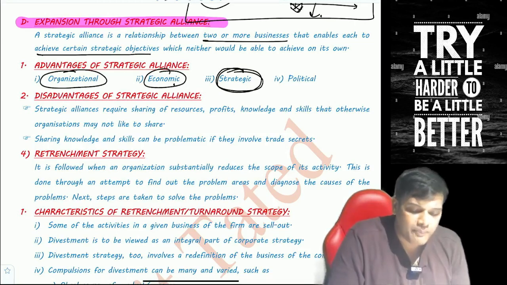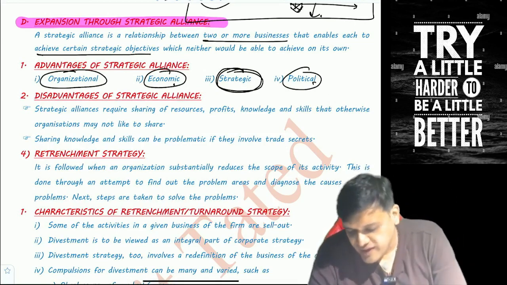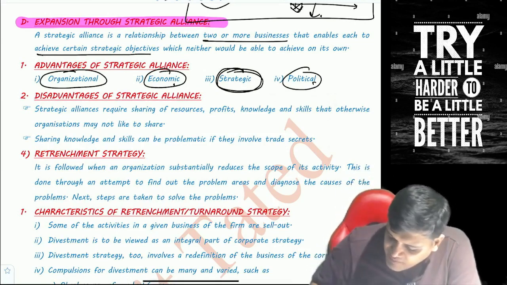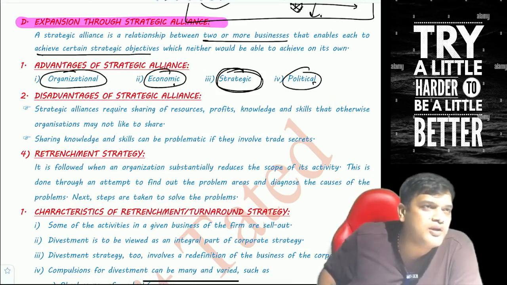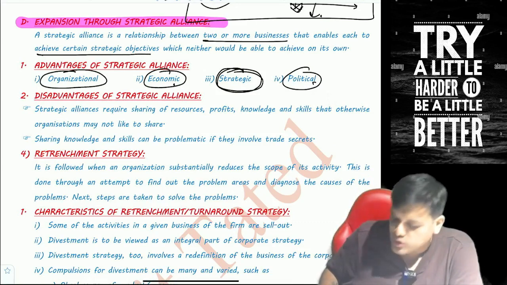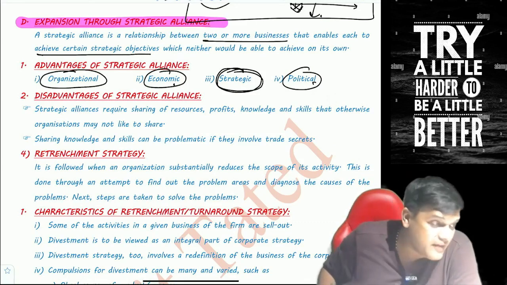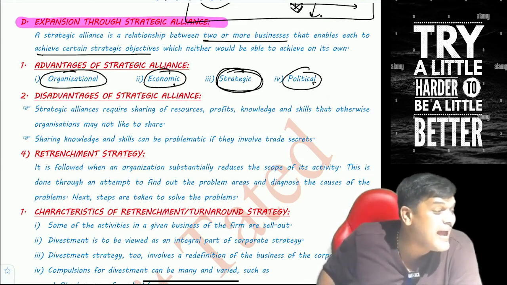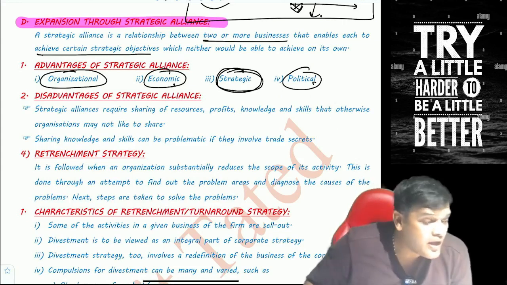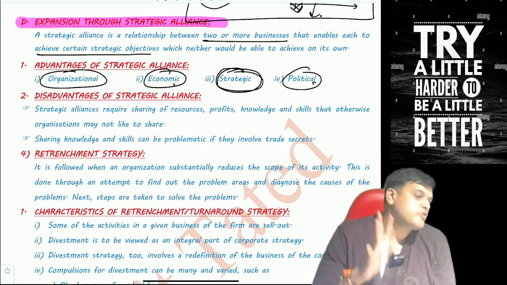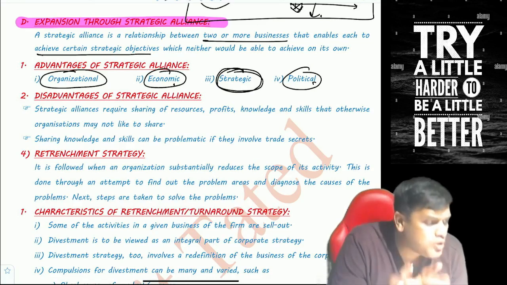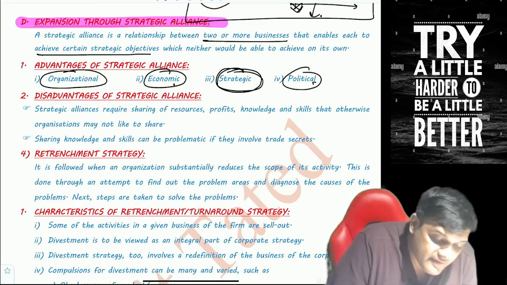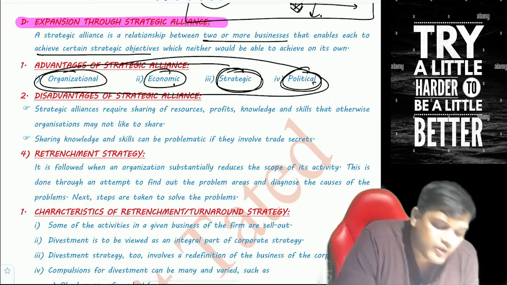Fourth, political. If I need to enter any new country, I may face some political scenarios. If anyone from outside India wants to set up a business in India, do you think he may face some political issues? Answer is yes. So he will enter into an alliance with Reliance or Adani so that political disturbance may be reduced. The reason is simple: a strategic alliance makes entry into the Indian market easy. That is the political reason. So there can be four reasons why you enter an alliance.